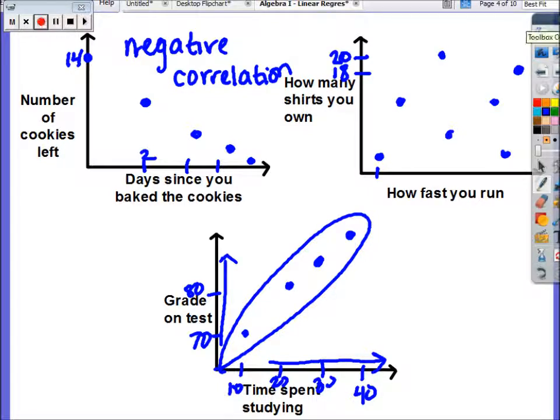So on your notes, after we're finished with this, I want you to think of 3 real-life examples where you can think of negative correlation, positive correlation, and no correlation being shown.